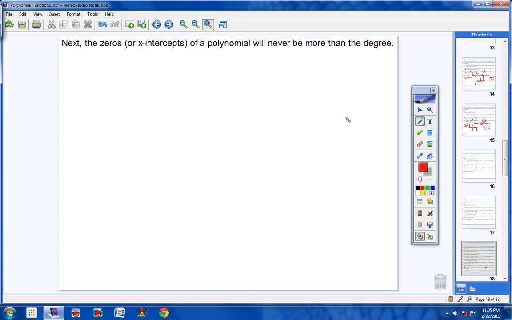Now, next, the zeros or x-intercepts of a polynomial function will never be more than the degree. Write that down, then I'll explain it. Please copy that down. The zeros, or x-intercepts, whatever you want to call them, of a polynomial function will never be more than the degree. And I'll explain that in just a second. Copy that down, please.